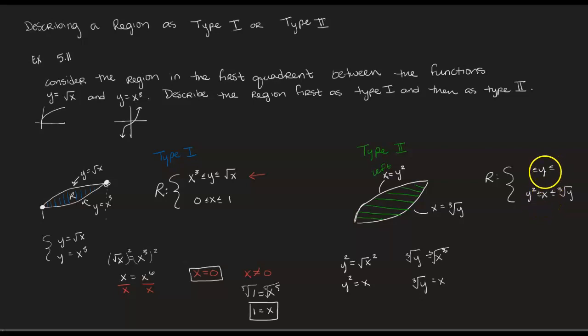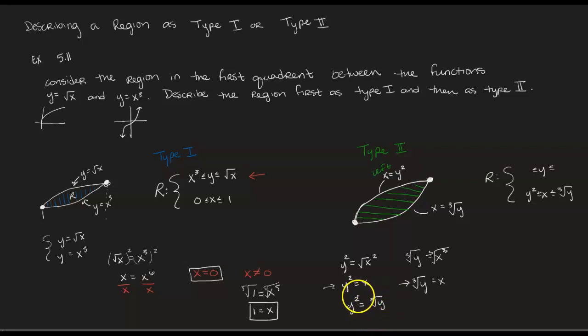And now we have to think about the y values that these horizontal strips are going between. It is still these intersection points, but last time we used the x values of those intersection points. This time we need the y values of those intersection points. We could just simply set our equations for the left and right bounds equal to each other, just like we did before. That would say y squared is equal to the cube root of y, and we can solve this the same way we did with x's.